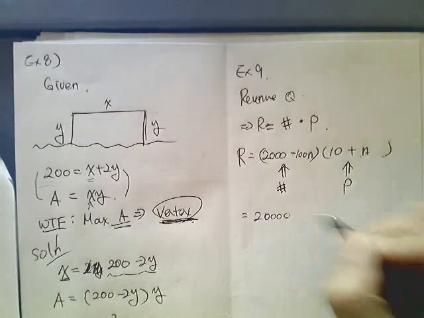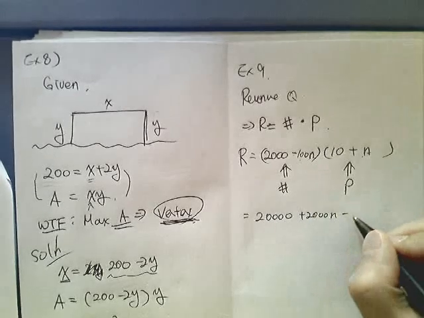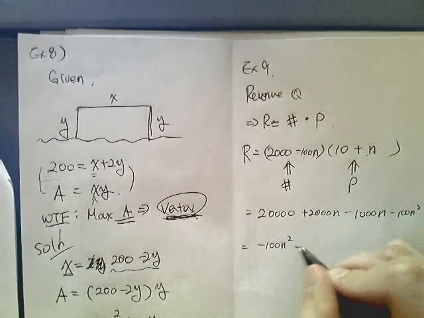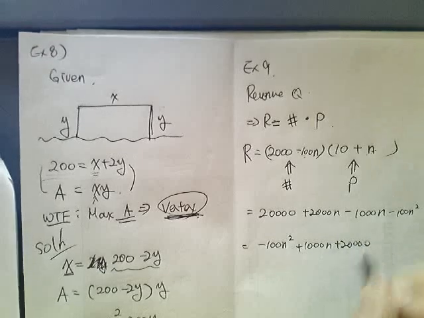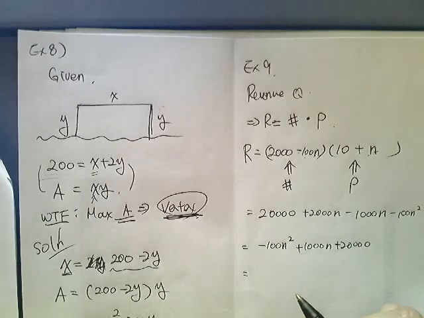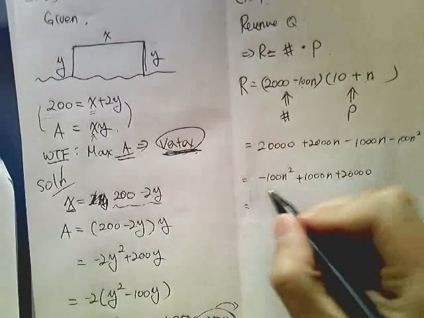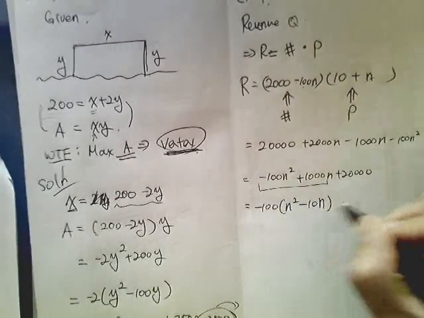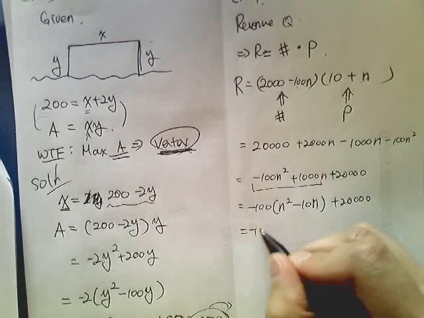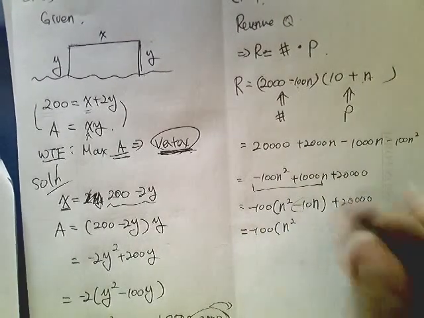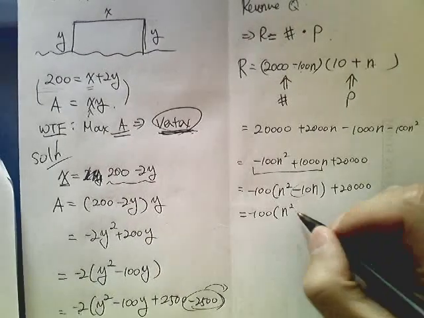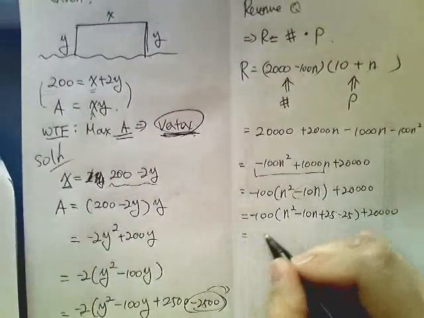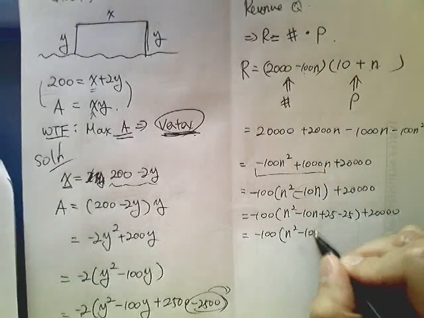Then all you need to do is expand this equation, and you're almost done. So I have 20,000 plus 2,000n minus 1,000n minus 100n squared. So I have negative 100n squared plus 1,000n plus 20,000. We now need to complete the square because we are looking for the greatest revenue. So negative 100 is factored out: n squared minus 10n, plus 20,000 outside. Negative 10 divided by 2 is negative 5, and negative 5 squared is 25. So negative 10n plus 25 minus 25, plus 20,000.